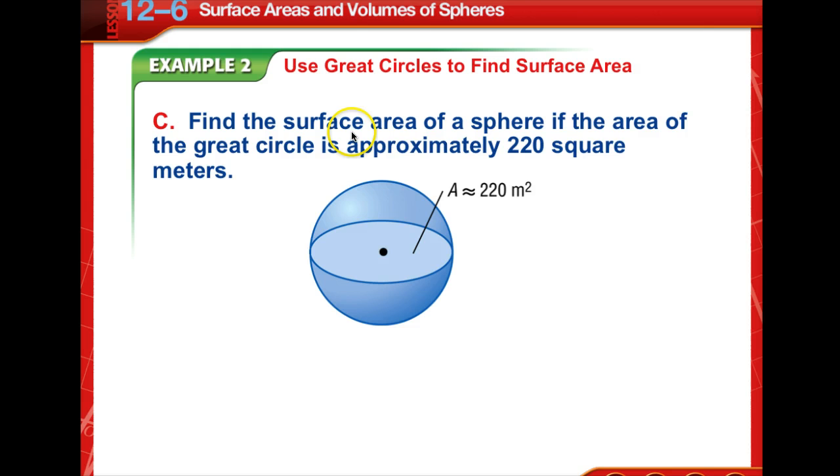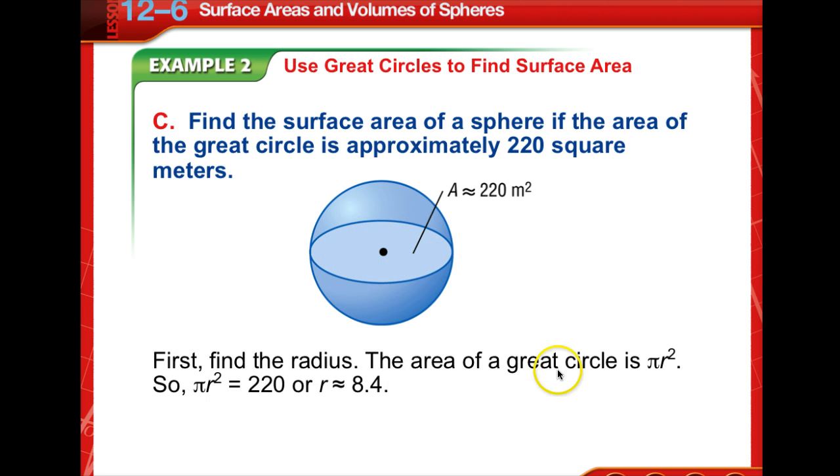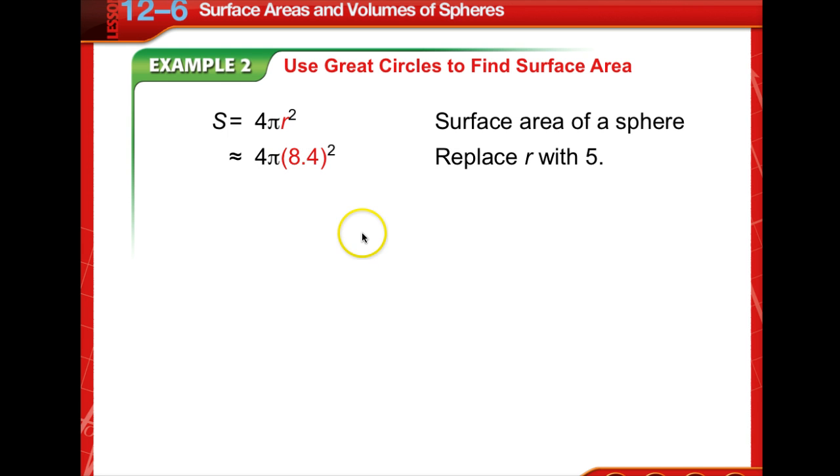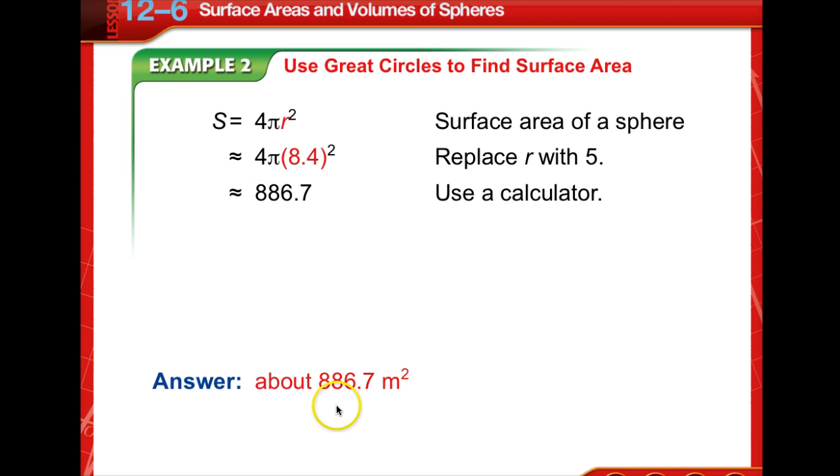And then finally, we're going to find the surface area of a sphere if the area of this great circle is approximately 220 square meters. So we're going to find out what the radius is by substituting into the formula for the area of a circle, and we know it's equal to 220. Divide both sides by pi and take the square root. It's approximately equal to 8.4. Substitute that in for radius, and it's approximately equal to 886.7 square meters.